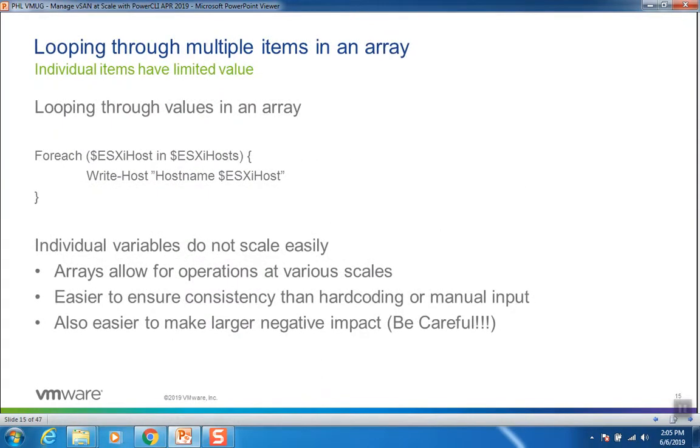Now, from an actionable standpoint, to perform actions, I can take this variable, ESXi hosts, and I can say, well, let me write each host. Now, notice it's ESXi host in ESXi hosts, plural. Think of that as item in items or item in list or something like that. The reason we want to use these loops is because whether I'm working with 2 hosts or 3 hosts or 4 hosts or 6 hosts, the code is the same as if I'm doing 500 hosts or 1,000 hosts, right? Individual variables don't really scale well. These arrays do scale very, very well.